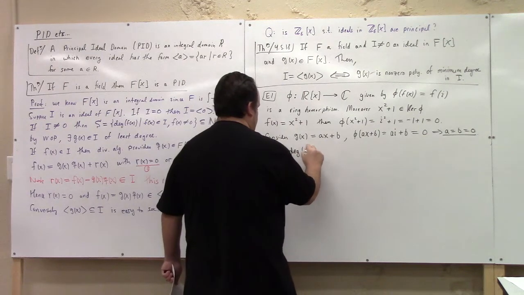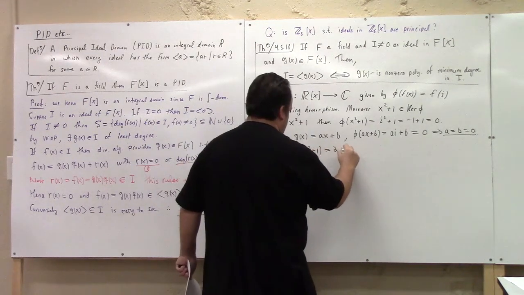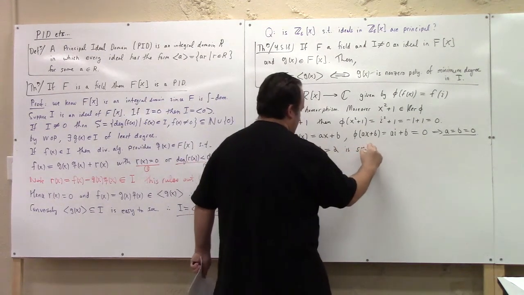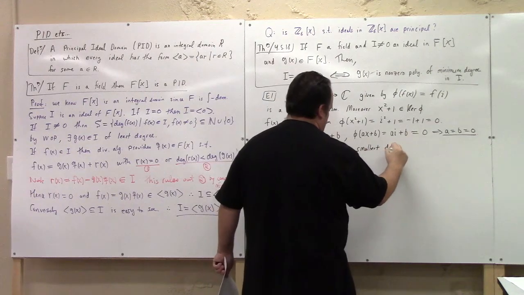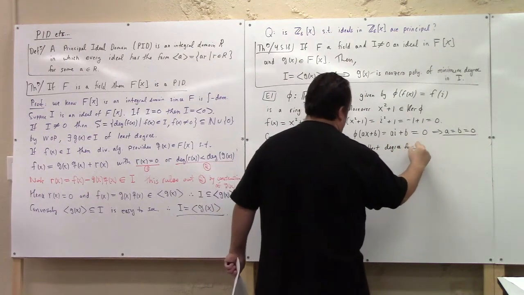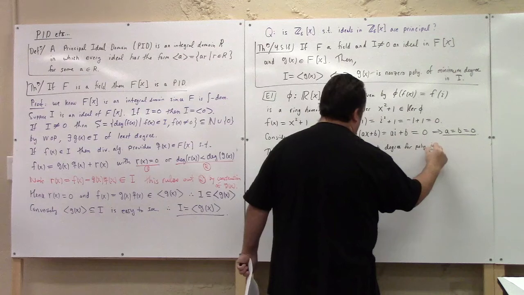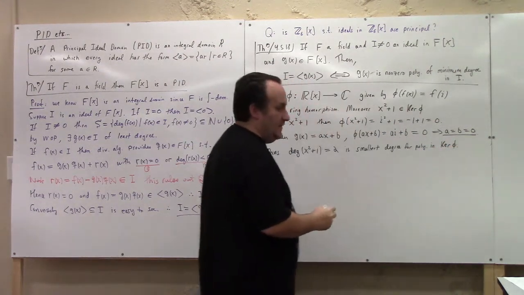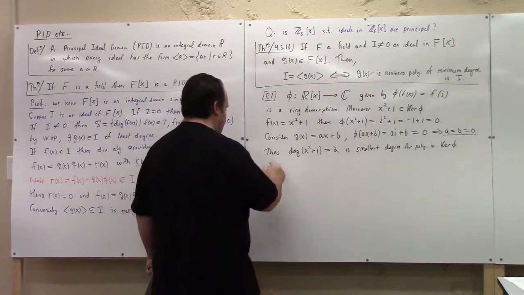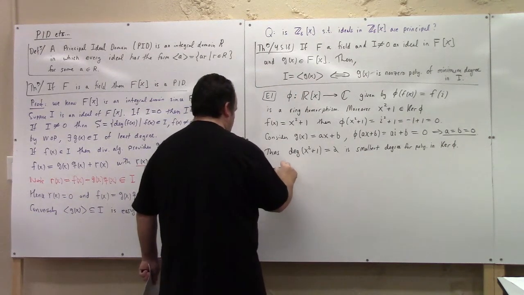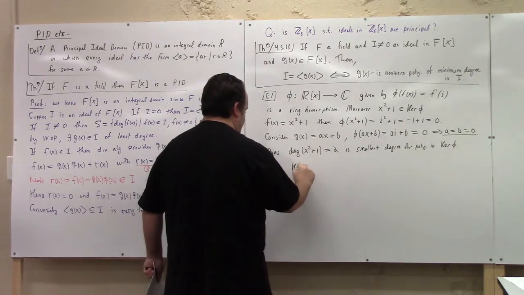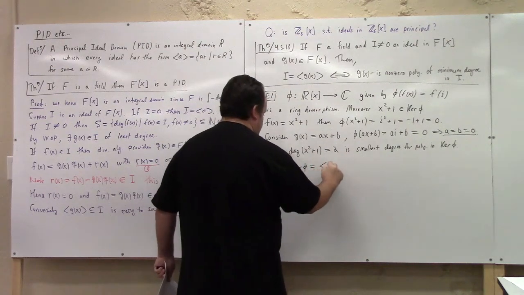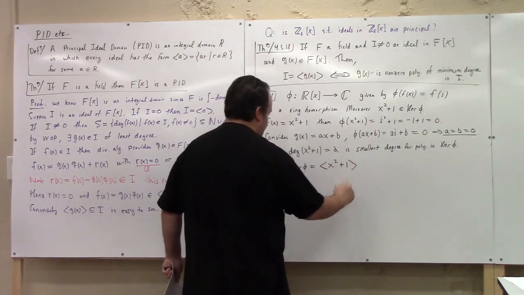The degree of x squared plus 1, which is equal to 2, is smallest degree for a polynomial in the kernel of phi, right? Thus, by the above theorem, the kernel of phi is the ideal generated by x squared plus 1.